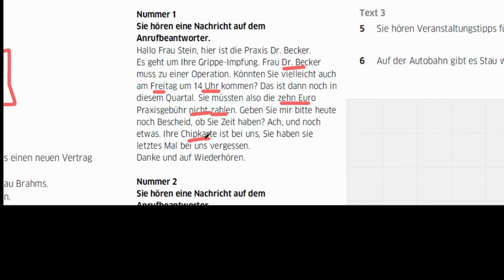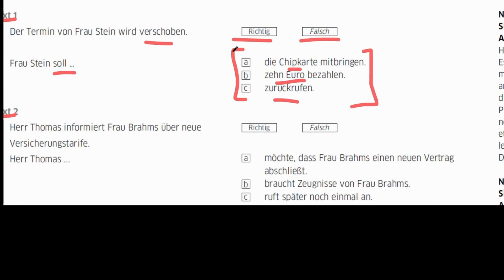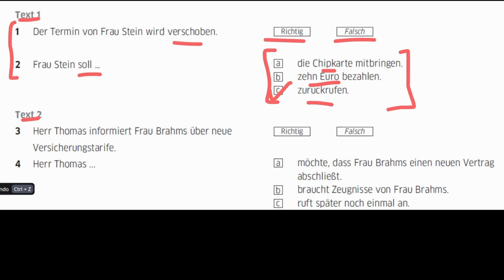So you can notice that all of these 3 options were said by the speaker. But since the context was wrong and only one was said in the right context, we are going to mark that as the right answer. And here, yes, the meeting was postponed, so we are going to say richtig. Let's look at another example.